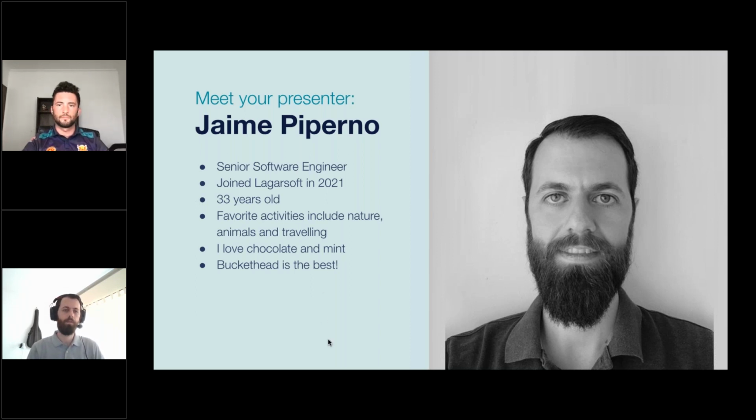But first, I will tell you a bit about myself. My name is Jaime Perno. I'm 33 years old. I like nature, animals, and traveling. I love chocolate and mint, and my favorite musician is Buckethead. In my opinion, he's the best guitarist ever. So let's start.